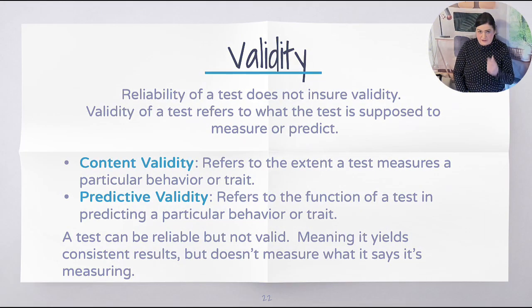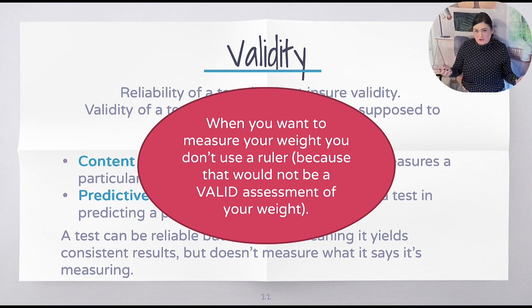The last thing that all tests must show is validity. Validity on a test refers to what the test is supposed to measure or predict, okay? So, for example, let me ask you something. How much do you weigh? Well, in order to find out, what are you going to do? Are you going to go measure yourself with a measuring tape or a ruler? No, that would not be a valid measurement of your weight because a tape measure is not measuring what you're wanting to assess. Okay, so we will hop on a scale, right? The scale is going to measure what we weigh. Therefore, that is a valid test.